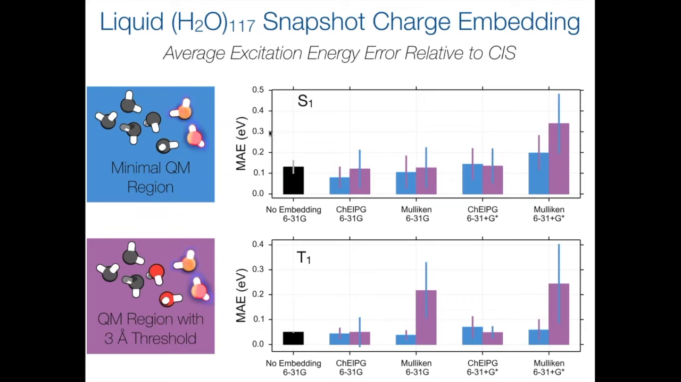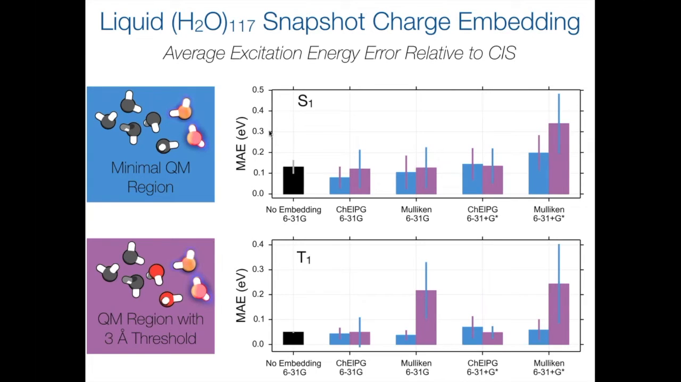Now we're looking at larger systems. These are snapshots from liquid water simulations, and the blue data use the minimal QM region where only the 2 excited fragments are treated with QM, and the purple data have an expanded QM region with a 3 angstrom threshold. We're also looking at different charge schemes and AO basis sets here.